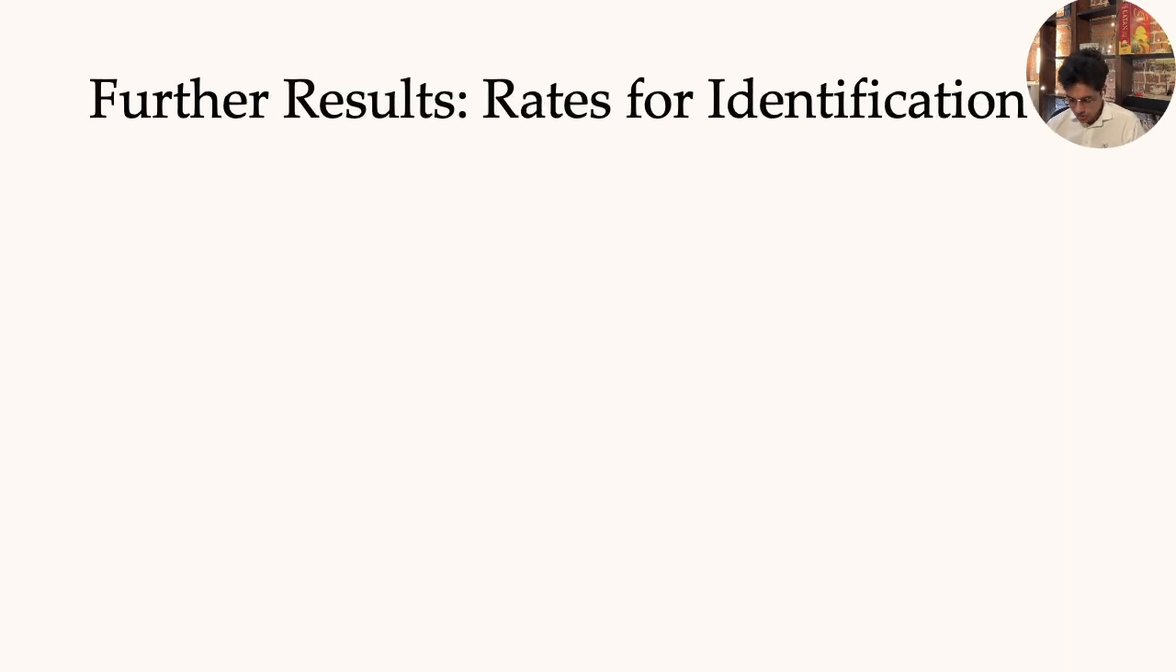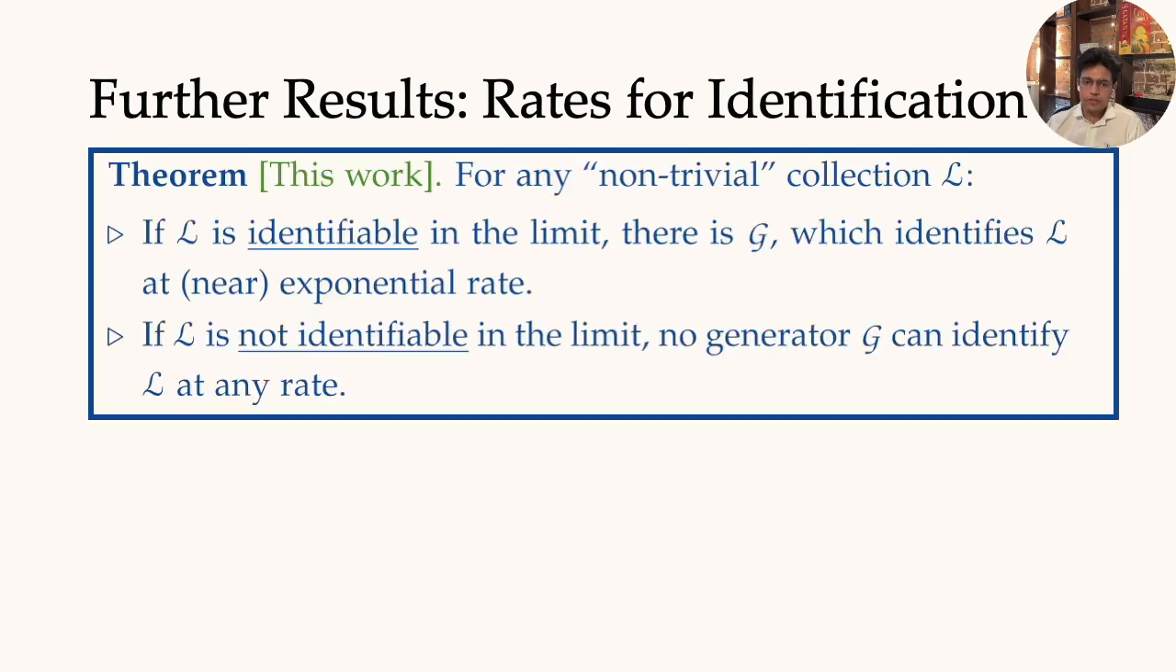Now I'll move to some of our further results. Our first set of further results is rates for identification in this statistical model. Here again, we show that if a collection is identifiable in the limit, then it can be identified at near exponential rates in the statistical model. On the other hand, if it's not identifiable in the limit, then no generator can identify it at any rate.